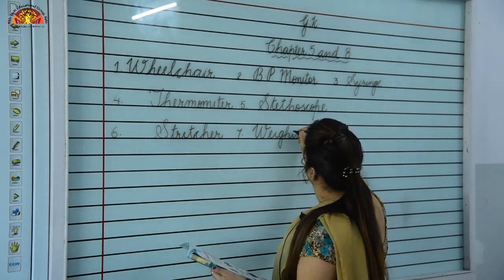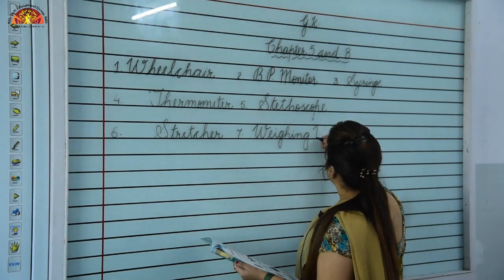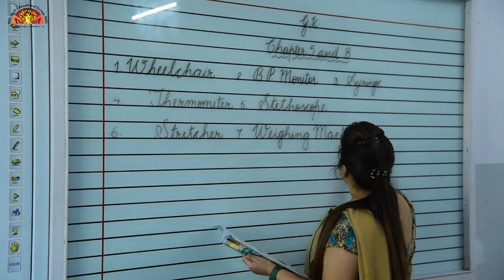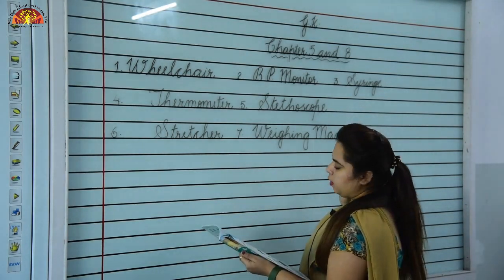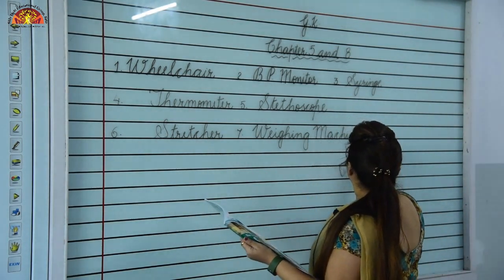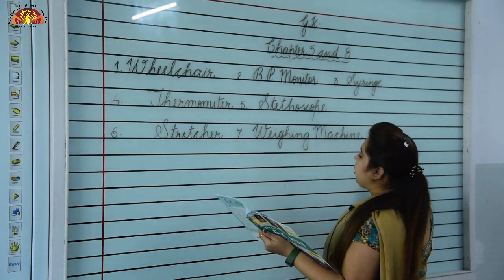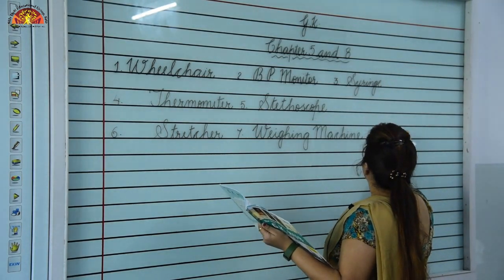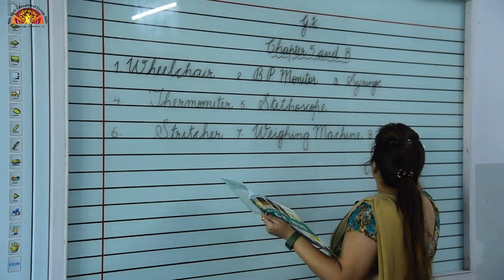WEIGHING, weighing machine. MACHINE, machine. Number 8. Number 8 is ECG machine. ECG machine.